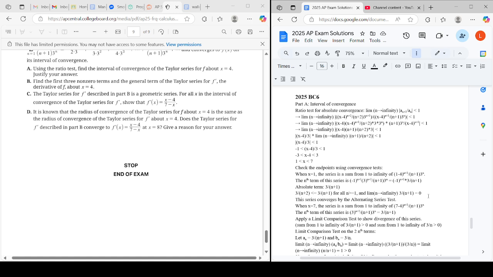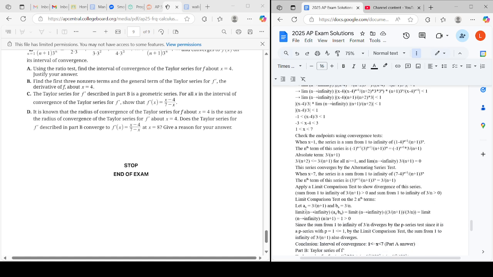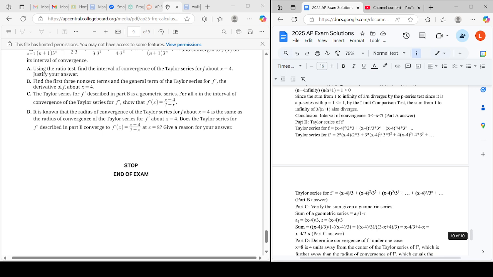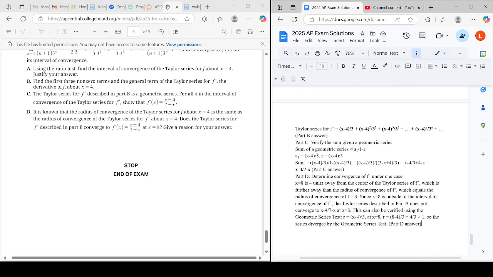So it's a pretty long problem here. Long interval of convergence with the ratio test and the endpoints. Make sure you do check your endpoints with convergence tests. Taylor series for f prime: differentiate each term. Then we just have a geometric series here. Remember to use the sum of the geometric series formula. You probably learned this in pre-calc, but it's still important here. And remember the concept of radius and the interval of convergence for an easy point at the end.